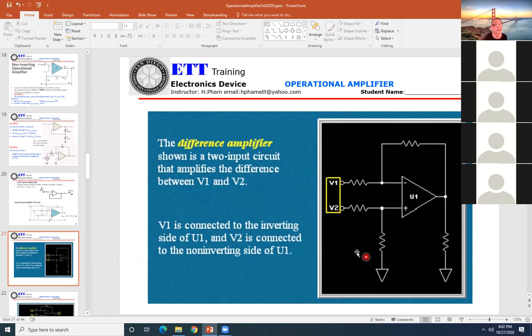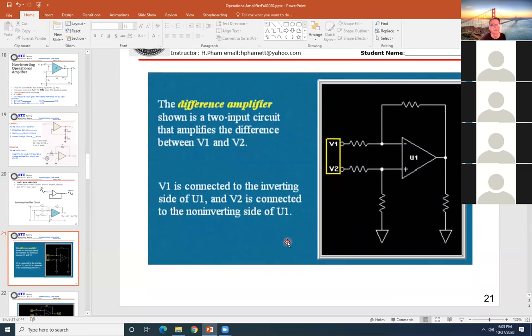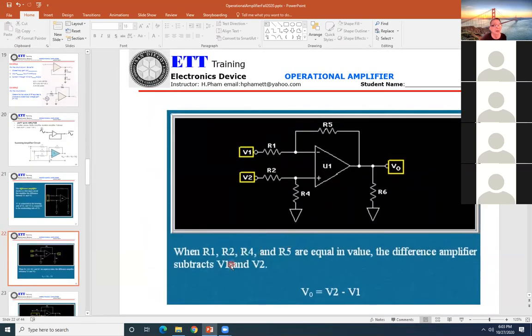Now, let's see the differential amplifier. In a two input circuit, it amplifies the difference between V1 and V2. V1 is connected to the inverting side of U1. V2 is connected to the non-inverting. When R1, R2, R4, R5 are the same value, the differential amplifier subtracts V1 and V2.